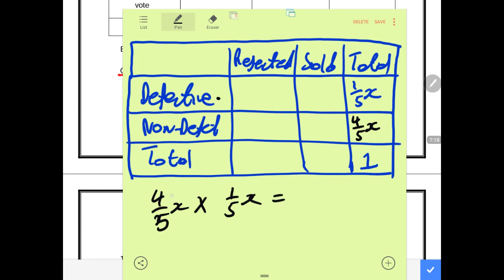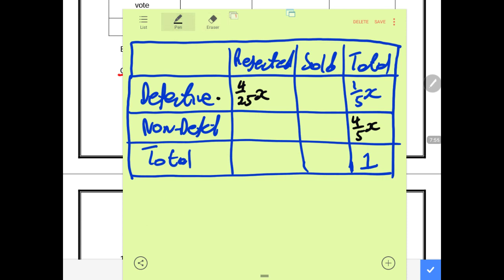So now it will be 1 times 4, in other words, 4 times 1, it will give us 4. 5 times 5, this will give us 25, and we put X indicating the number of the switches that were rejected and defective. So now this will be 4/25X.